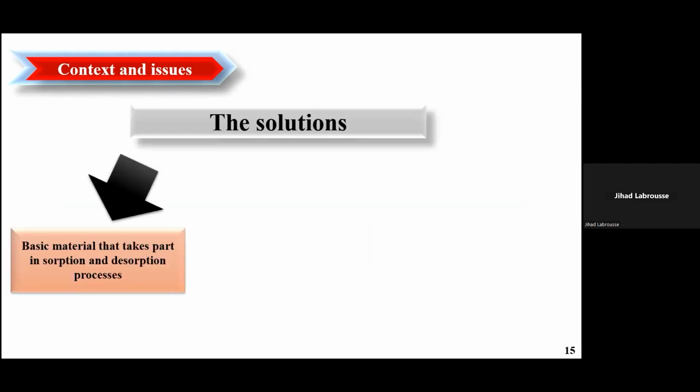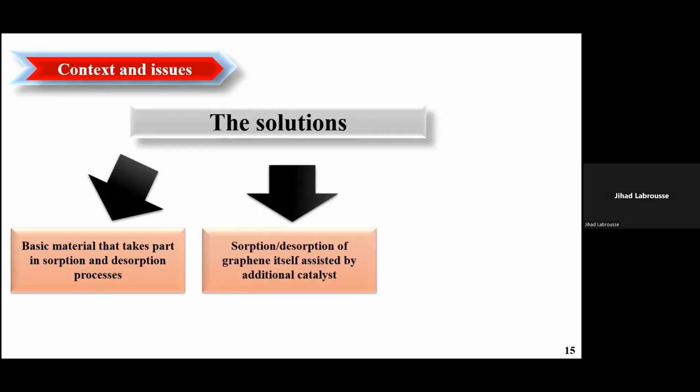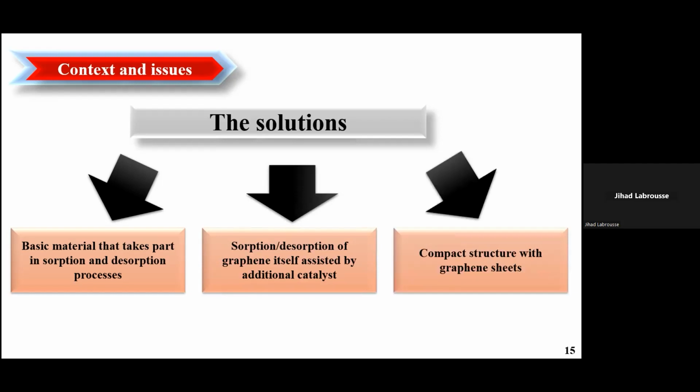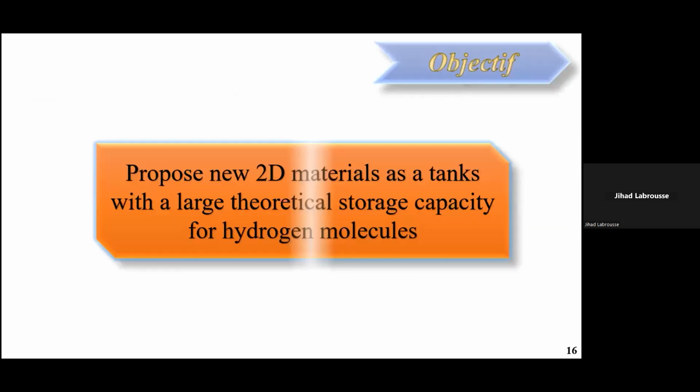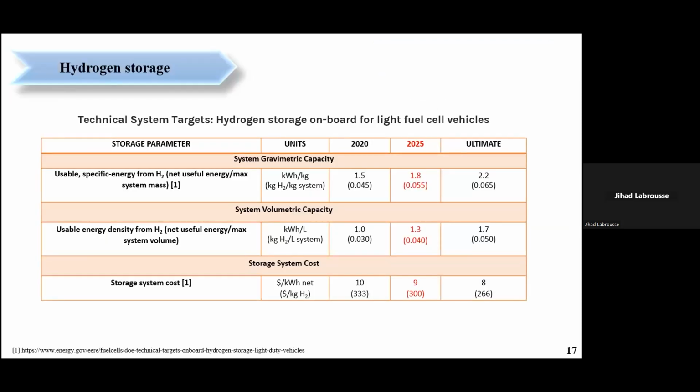For hydrogen storage applications, graphene can be used directly as a basic material that takes part in sorption and desorption processes. Also, for sorption and desorption of graphene itself, assisted by additional catalysts, or maybe designing a compact structure with graphene sheets. Of course, our objective is to propose new two-dimensional materials as tanks with a large theoretical storage capacity for hydrogen molecules.